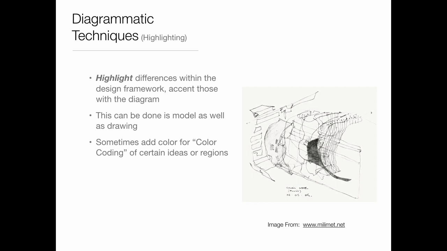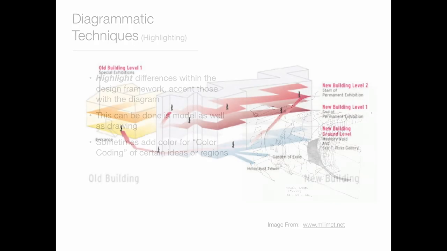So let's move forward. We did figure ground or solid and void as one strategy. We move on into highlighting. Highlighting is about finding differences within your building. So we highlight that difference. It can be done in model, it can be done in drawing. Sometimes people call this color coding, and it makes sense. You know, highlighter, highlighting, color coding. So it's one way of bringing color into your architectural diagrams.